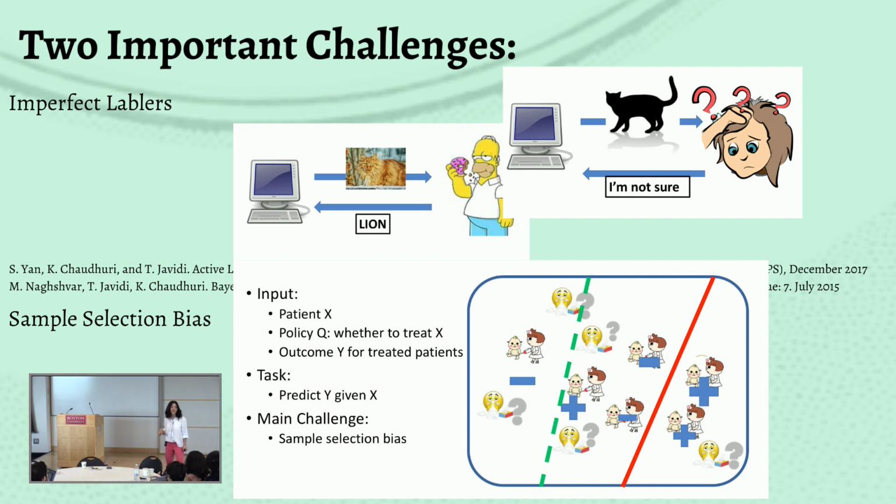The second thing that we needed to worry about is sample selection bias. So here, we did active learning for a very different reason. Let's say you're trying to learn the efficacy of a drug on patients. There is a lot of data that has been collected beforehand and is sitting somewhere that you can go and use to see what this drug's efficacy is. But the challenge is the doctors who prescribe this drug create a sample selection bias.